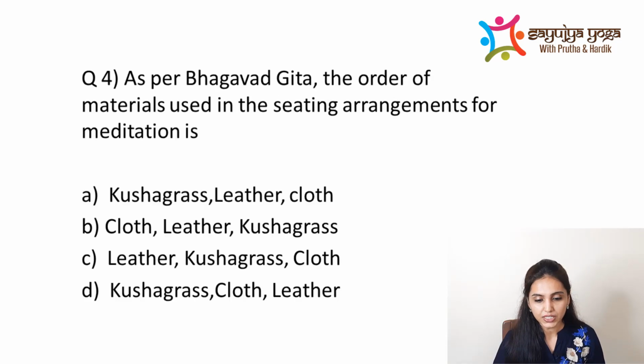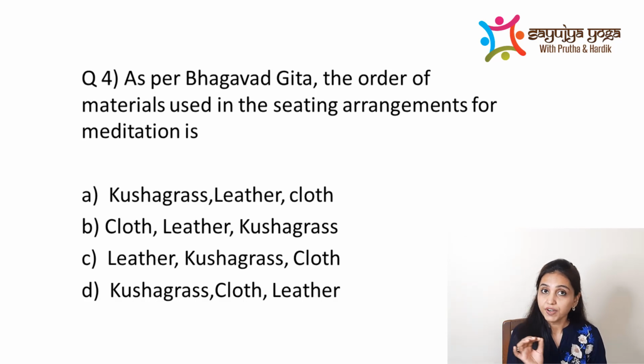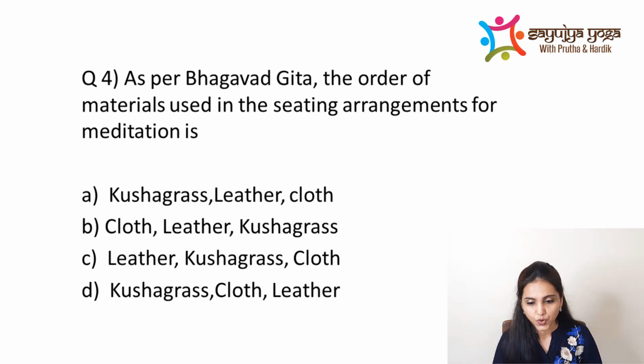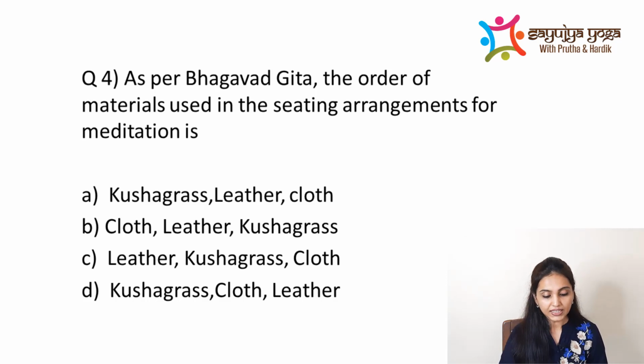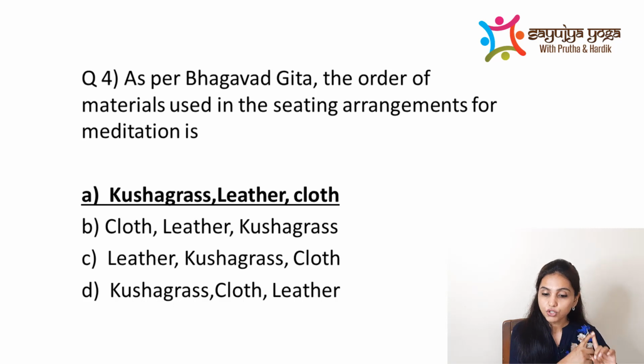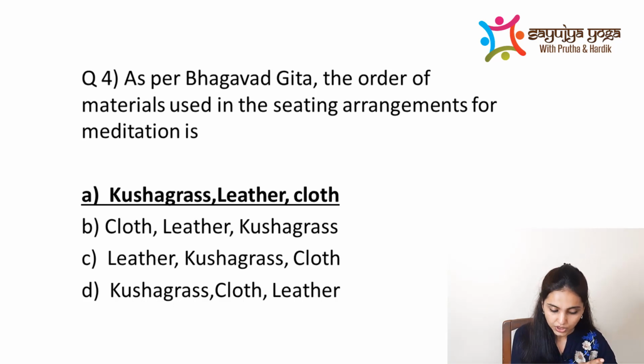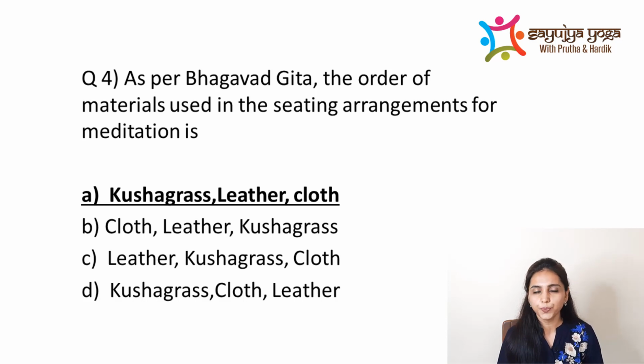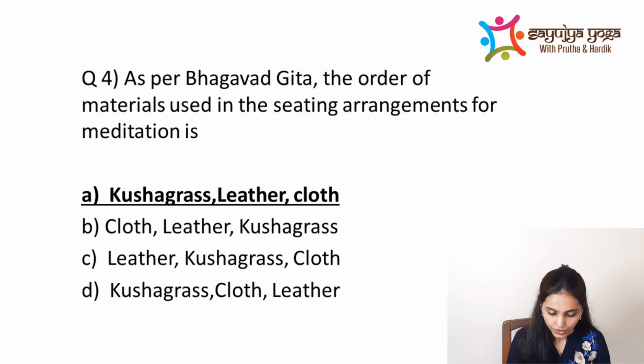The next question is, as per Bhagavad Gita, the order of materials used in the seating arrangement for meditation is, and the correct answer is option number A, which is first is Kushagrasa, then leather, and the third is cloth. Now where do we find the explanation? Explanation can be found in chapter number 6, that is Dhyana Yoga.